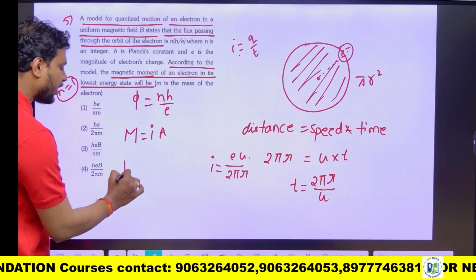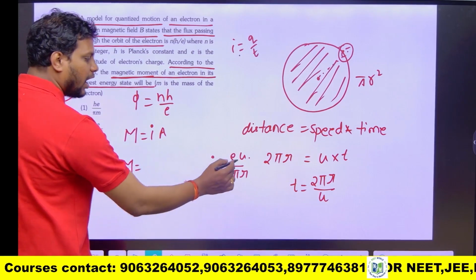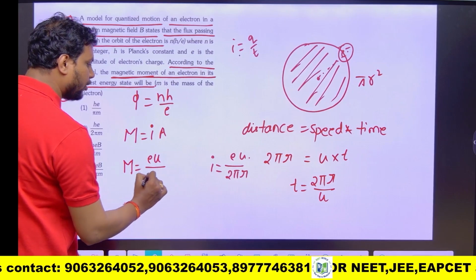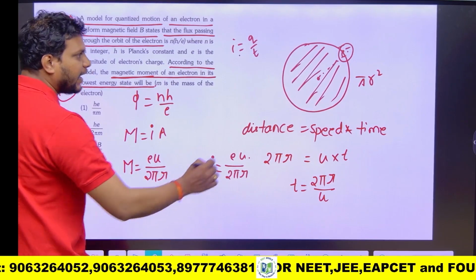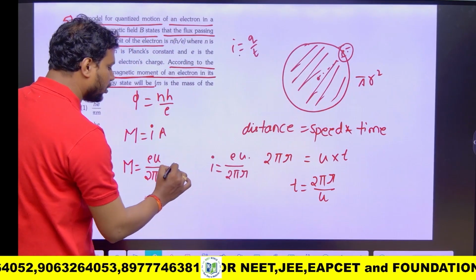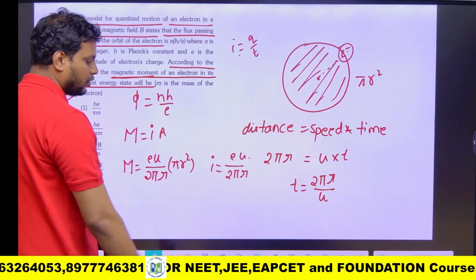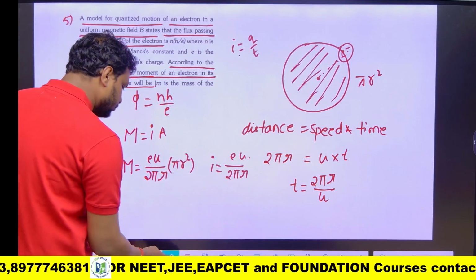Then from this I can write magnetic moment M is equal to I value, which is EU by 2 pi r, multiplied by the area associated with this revolving electron, pi r square. I'll take it as equation number 1.